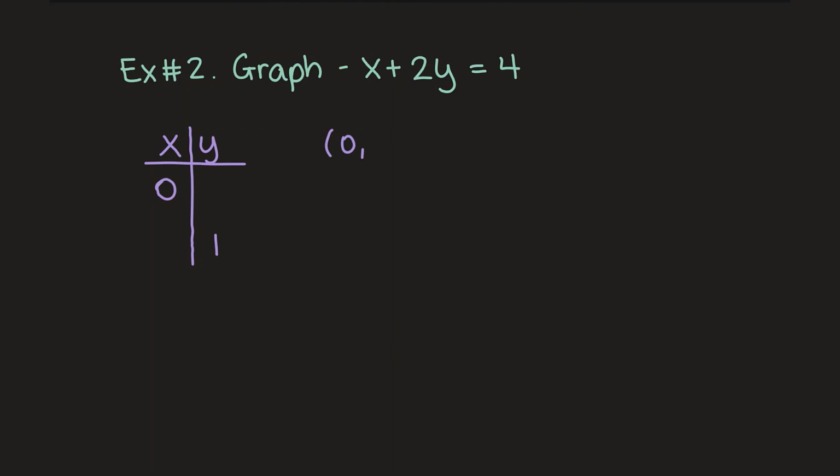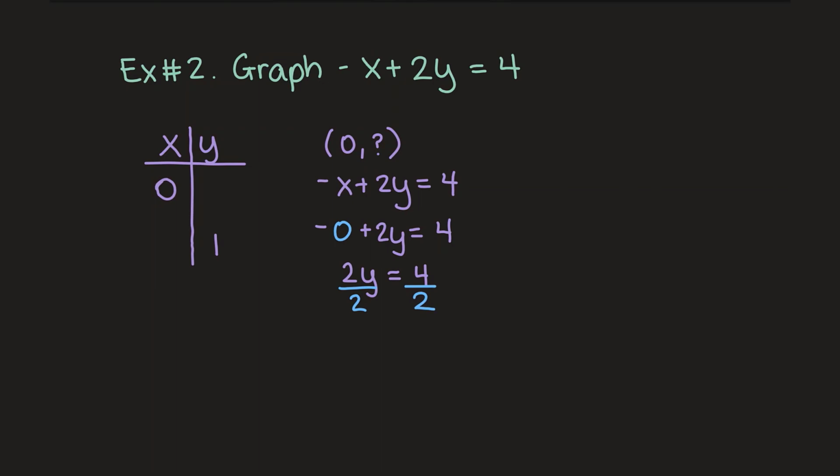All right, let's start with the first point. We plug in 0 for x and then solve for y. Simplifying, we get 2y equals 4, then divide both sides by 2, and we get y equals 2. So our first point is (0, 2).